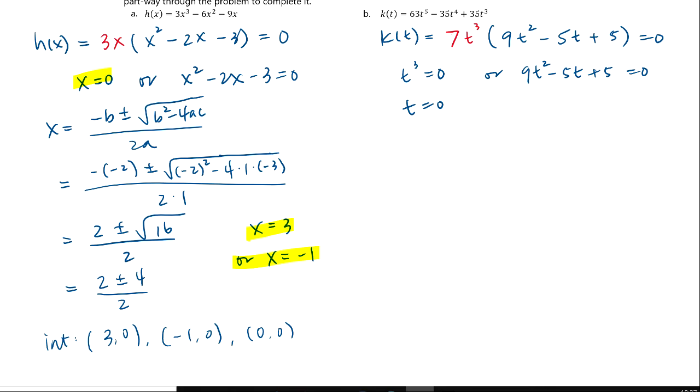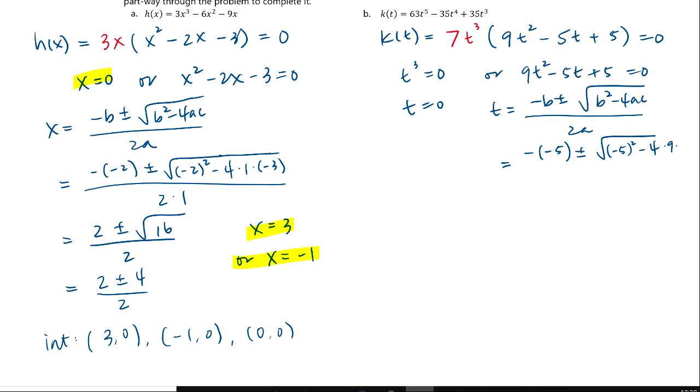Alternatively, we have the quadratic formula we can use. I'm going to write it down again first. Negative b will be the negative of negative 5, plus or minus the square root of b squared, which is negative 5 squared, minus 4 times 9 times 5. By now I hope you are getting used to the quadratic formula and also paying attention to the radical part of the quadratic formula.